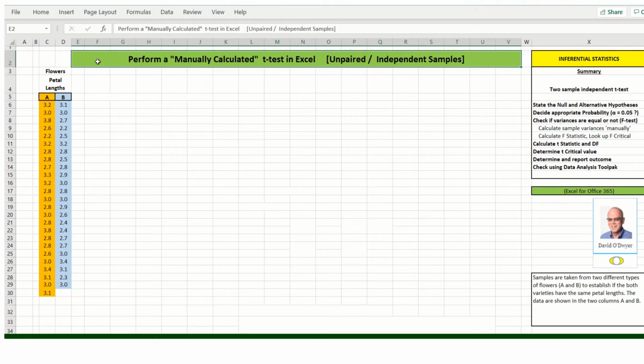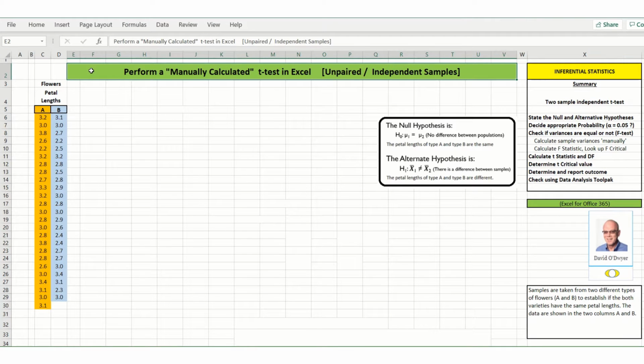Hi, so in this little clip we're going to have a look at how to perform a manually calculated or stepwise t-test calculation in Excel. We have two samples on the left hand side for flowers' petal lengths, two sets A and B. Samples are taken from two different types of flowers to establish if both varieties have the same petal lengths. And the first thing we want to think about is what are our tests of hypotheses.